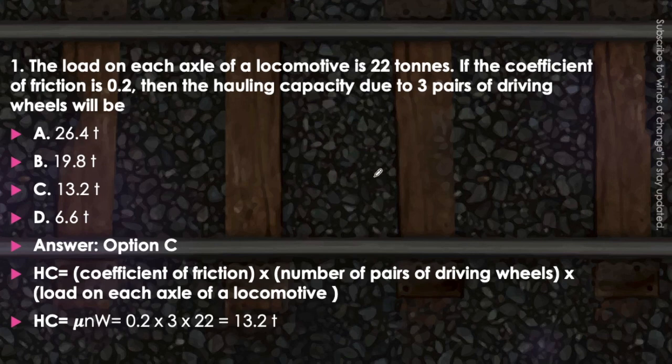Since mu is 0.2, which is given here, N is 3, that is the number of pairs of driving wheels, and load on each axle of locomotive is 22 tons. So in total it will become 13.2 tons, which will be the hauling capacity. So option C will be the correct answer. Memorize this formula, it is very important. You can refer to the revision video of railway engineering also, where we have explained all these concepts very clearly.